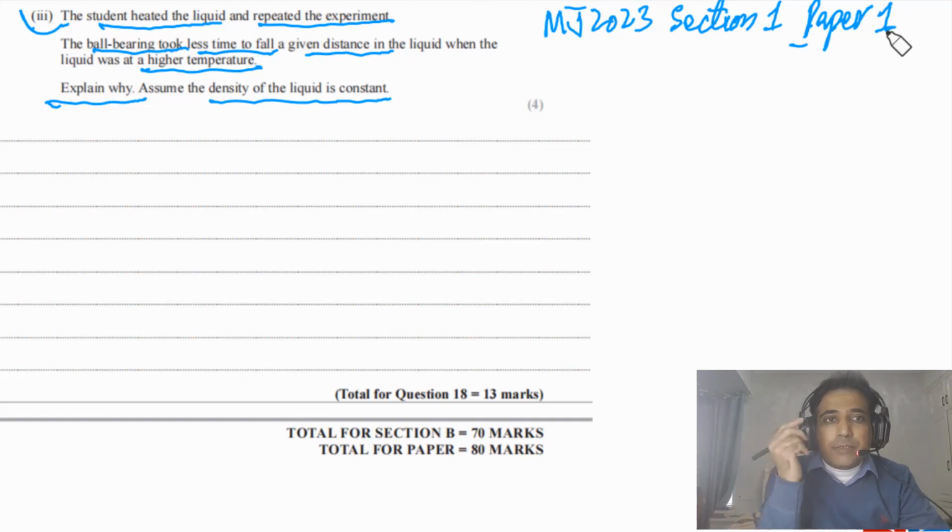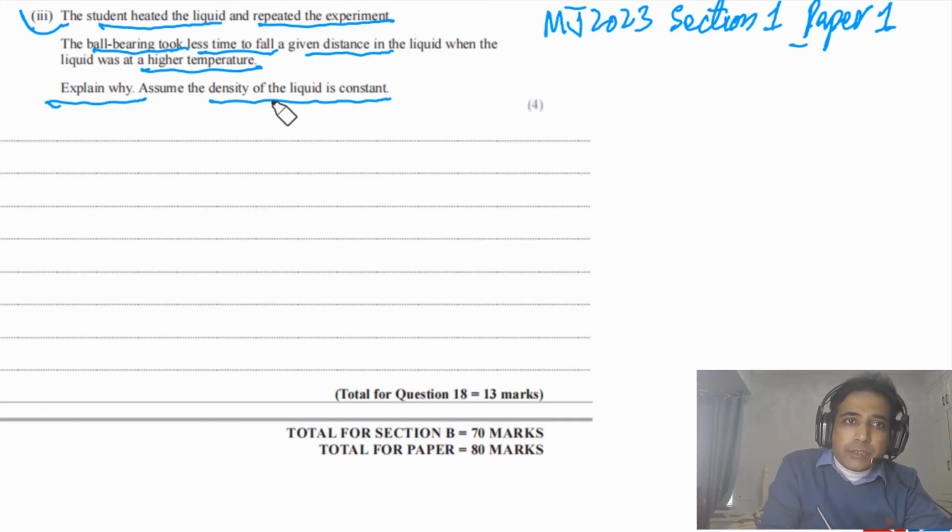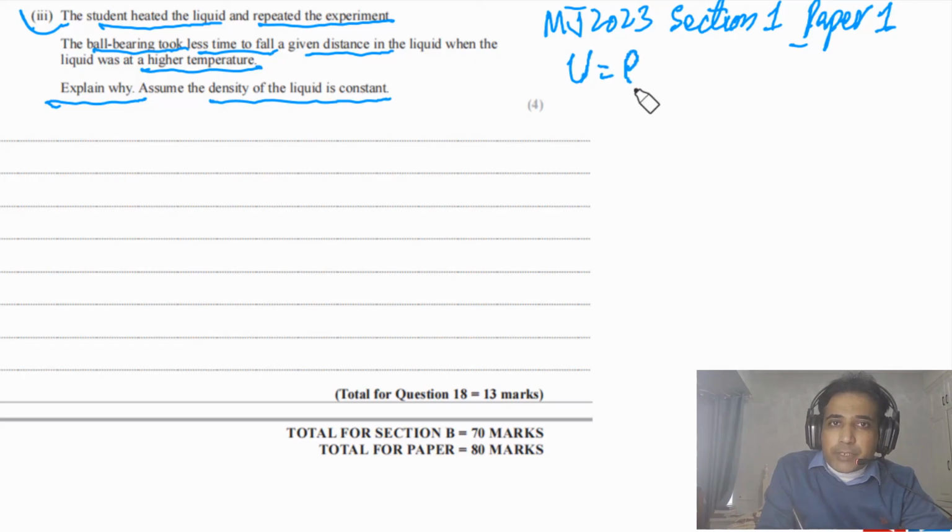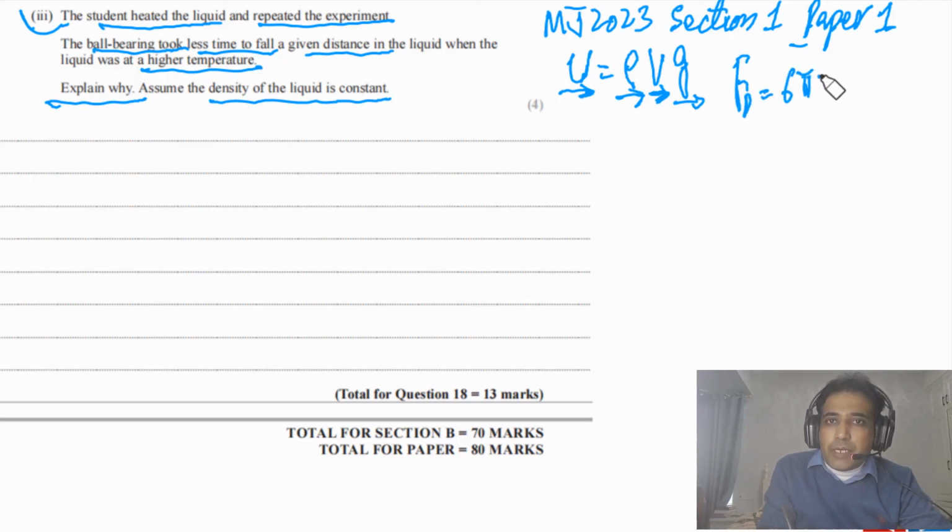So how can we answer this question? In order to answer this question, it is given to us that density is constant, so it means that upthrust, rho Vg, also remains constant, because density is constant and the volume of fluid displaced is constant because the volume of the object is constant. g is constant, so it means this also remains constant. And drag force Fd is equal to 6 pi eta r v.